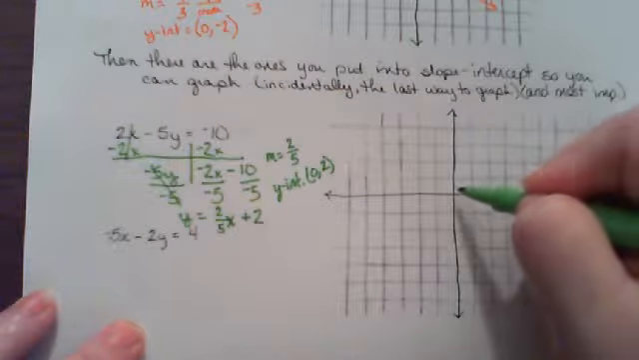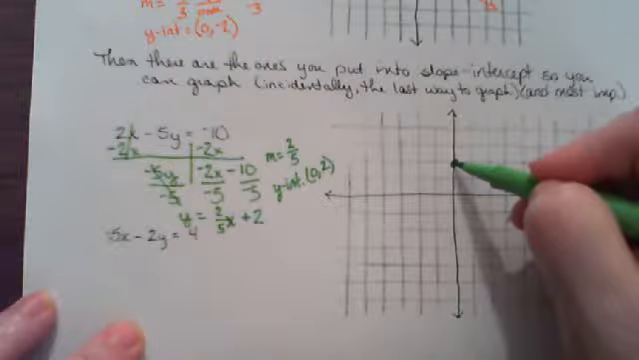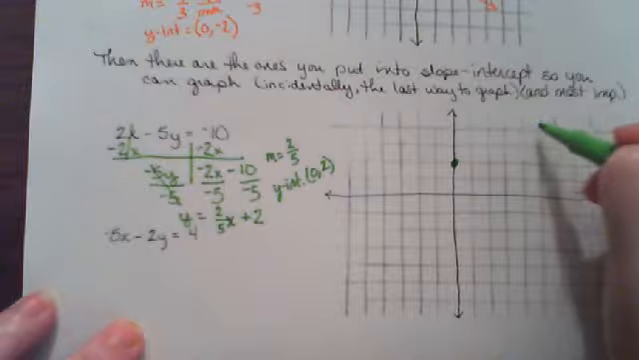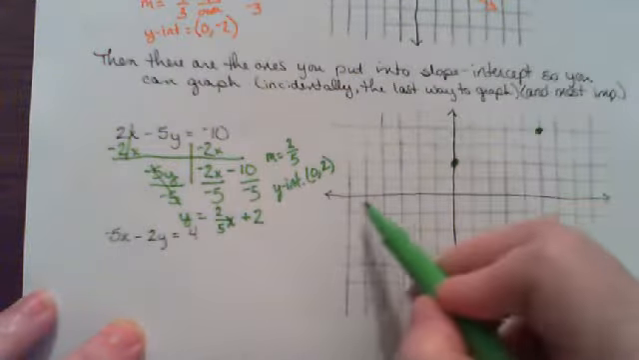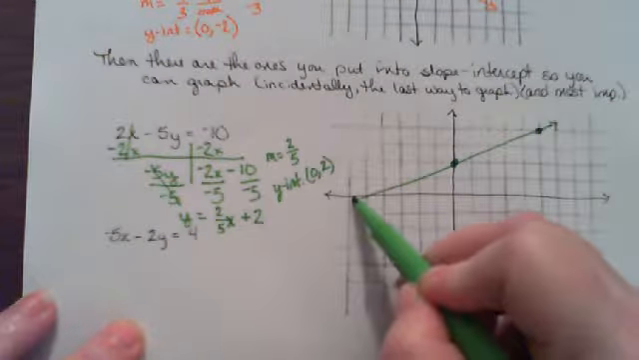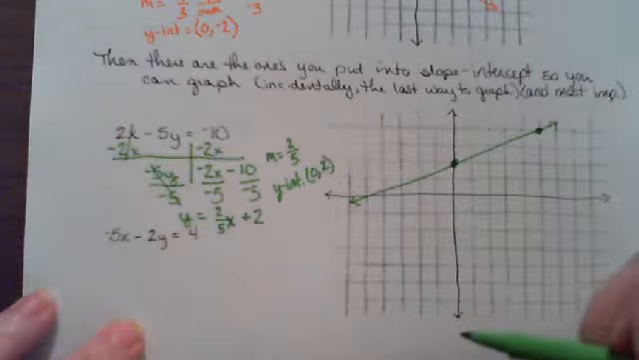So I can start at 0, 2, and then from there I go up 2 and over 5. Draw my line. Same thing if I went down 2 and back 5.